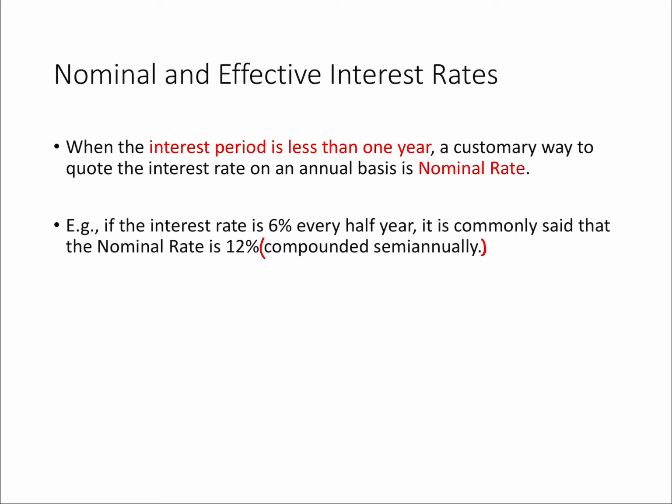But you always have to describe how it's compounded. So 12%, but compounded semi-annually. Okay? If you are given nominal rate is 12% compounded at semi-annually, then you automatically know the interest rate per compounding period is 12% divided by 2, because every year you have to compound it twice.